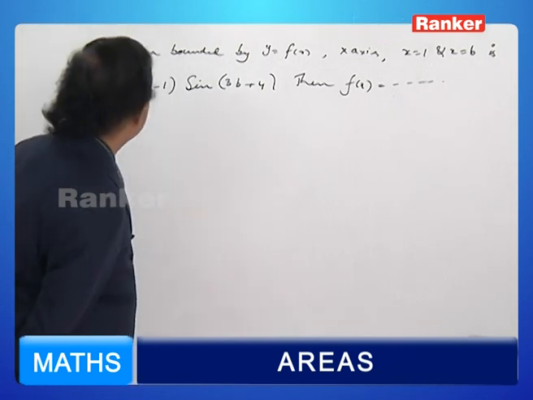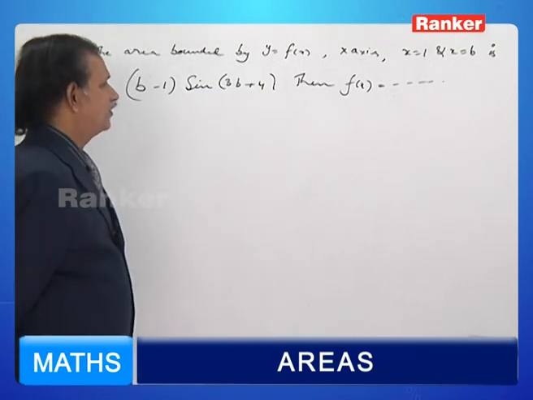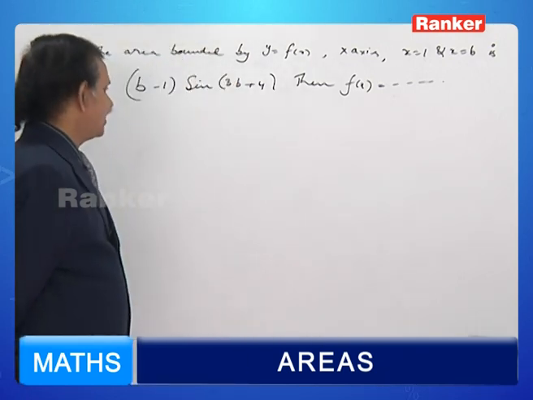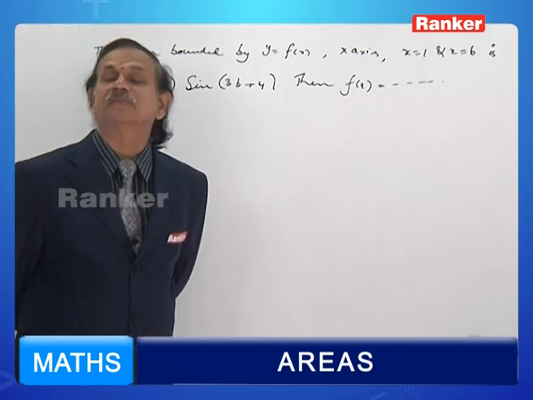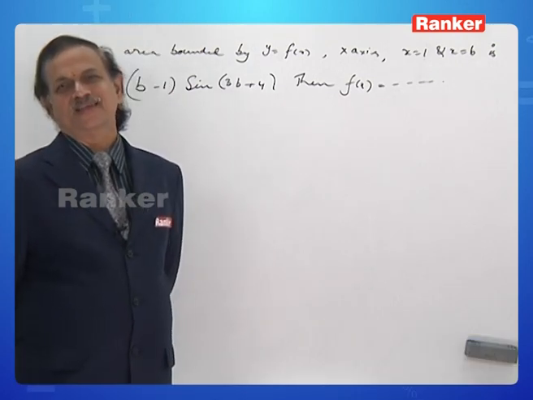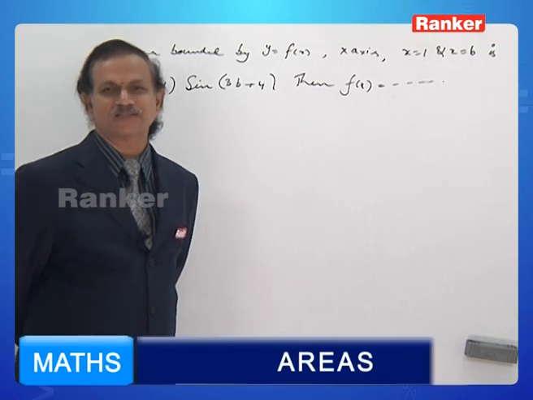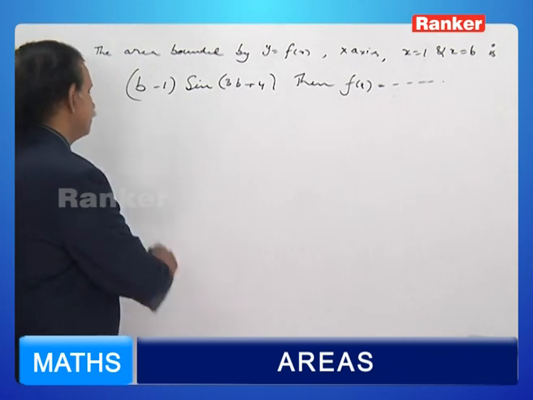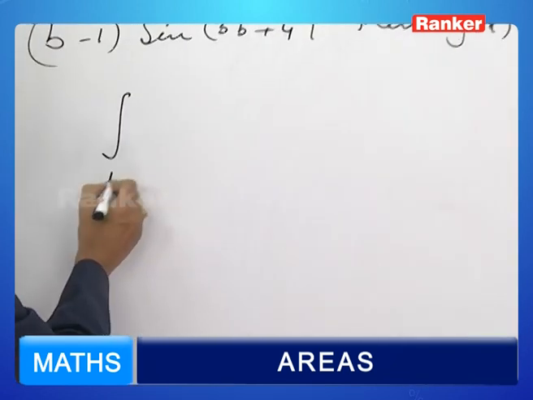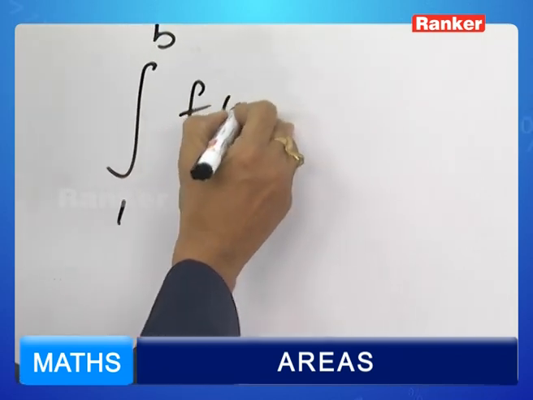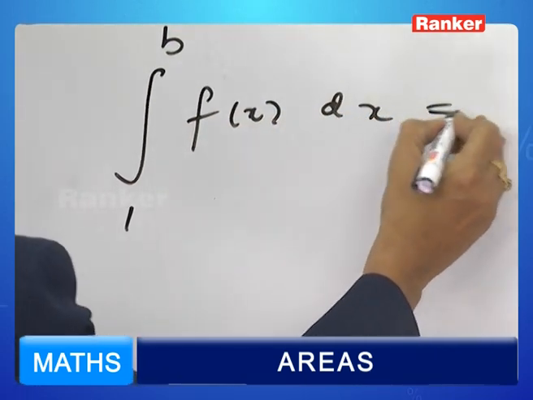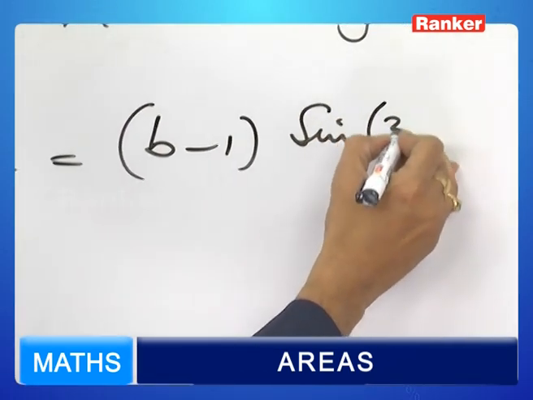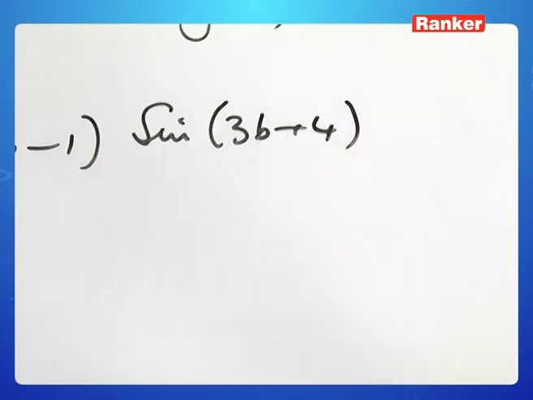Follow it carefully. The area bounded by the curve y is equal to f of x, x axis, x is equal to 1 and x is equal to b is b minus 1 into sine of 3b plus 4. Then what is f of x? Okay, let us make use of the data carefully. Integral 1 to b f of x dx is equal to b minus 1 into sine of 3b plus 4. Am I correct?